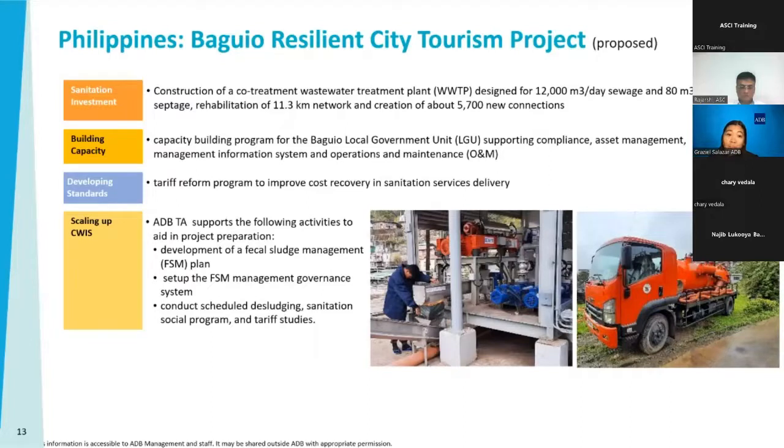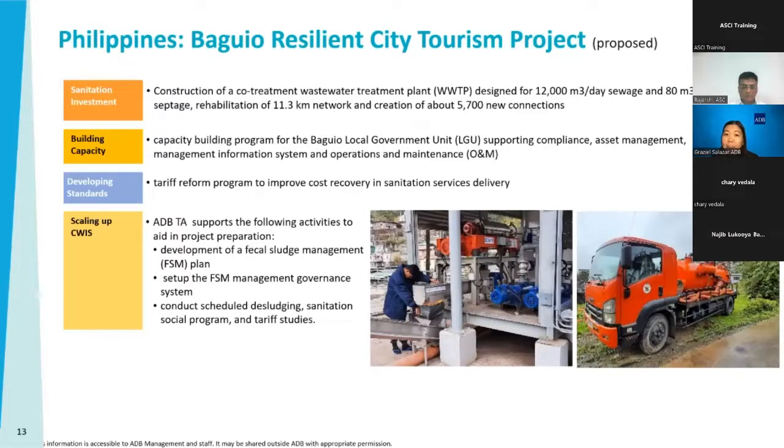During project preparation, ADB also provided technical assistance to the Baguio City local government unit to help them develop an evidence- and data-based fecal sludge management plan. The TA also helped them set up the fecal sludge management governance system, and through the TA, studies were conducted on scheduled dislodging, sanitation social program, and tariff.